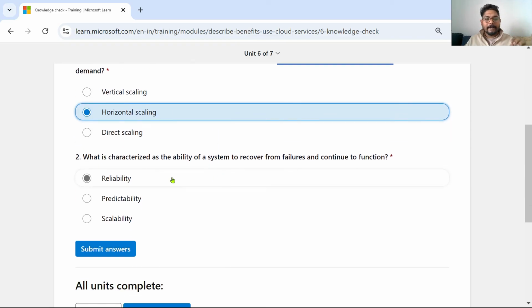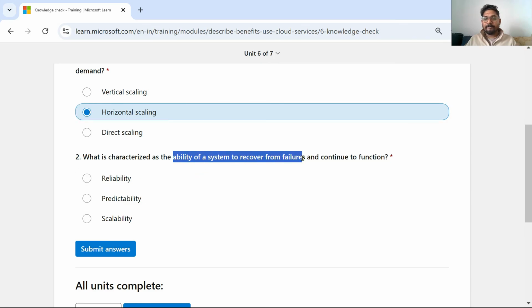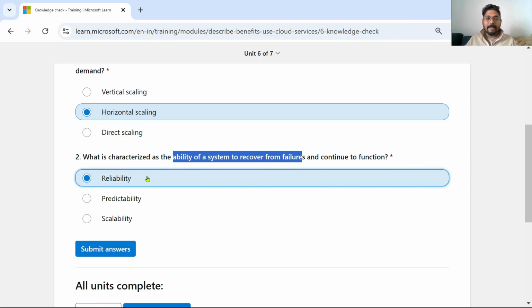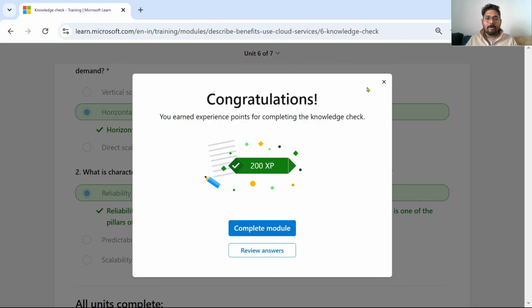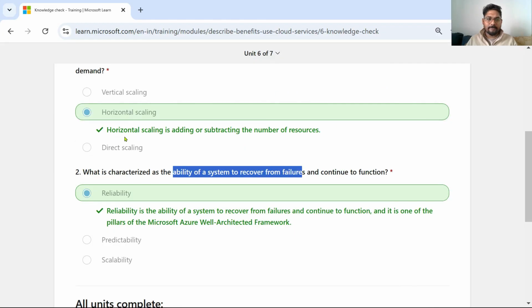Okay, second question. What is characterized as the ability of a system to recover from failures and continue to function? Recovering from failures means reliable, right? Predictability is about cost and performance. Scalability is different. So here we are talking about the ability of a system to recover from failures. So the answer is reliability. Okay, so submit the answer. Let's see. You can see all the answers are correct.